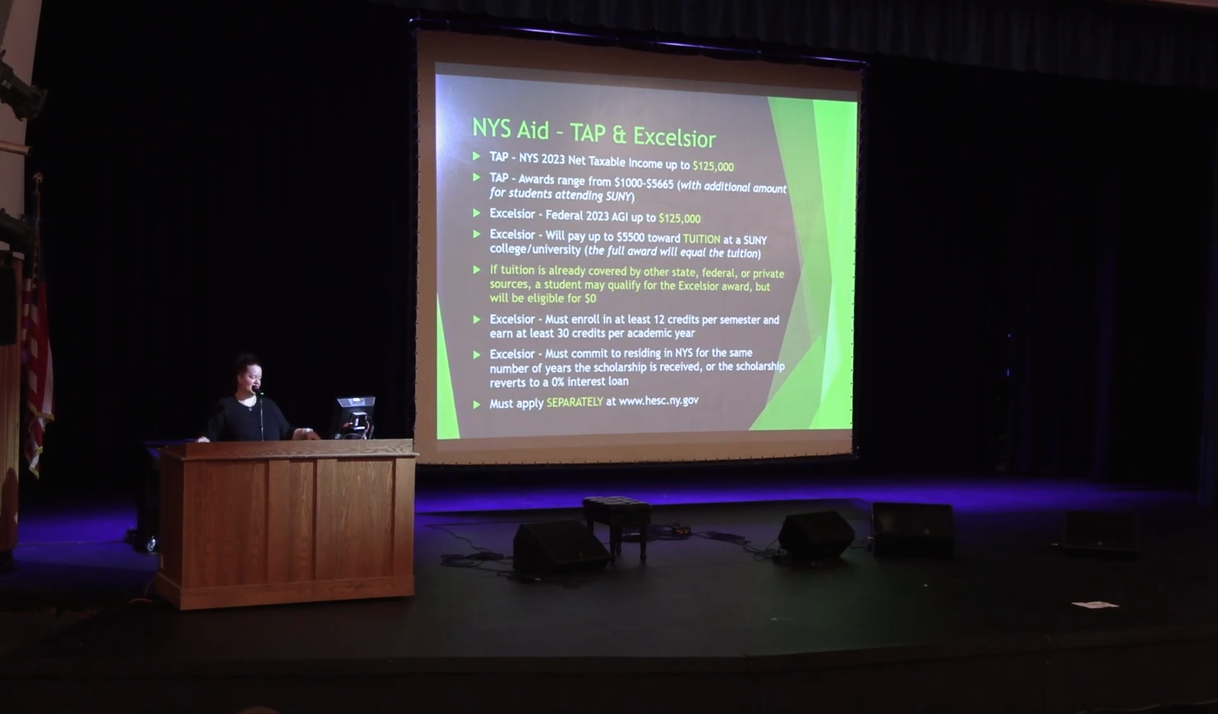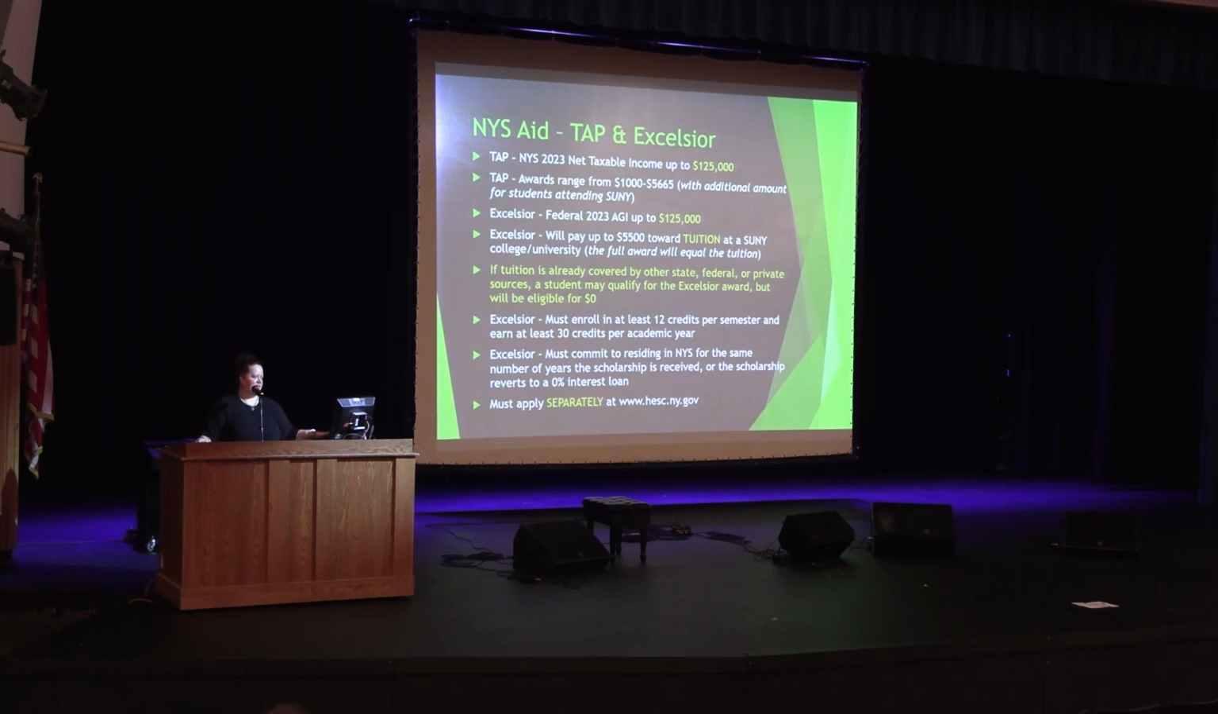There's other rules for the Excelsior award. You have to enroll in at least 12 credits a semester, but you have to earn at least 30 credits a year. If you have AP courses or things from high school, so you're bringing in additional credits when you start, you have to be at 30 credits at the end of your freshman year, 60 credits at the end of your sophomore year. So if you have extra credits that you're bringing in at the beginning, there's a little bit of leeway on the 30 credits per year, but 12 credits per semester. And if you don't meet those requirements, you lose it and you can't get it back.